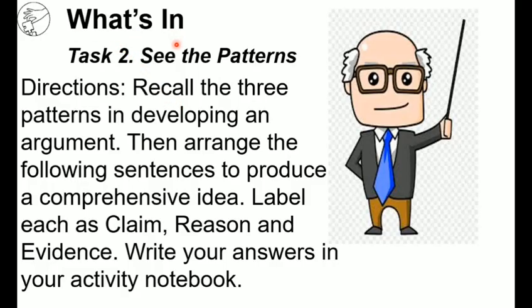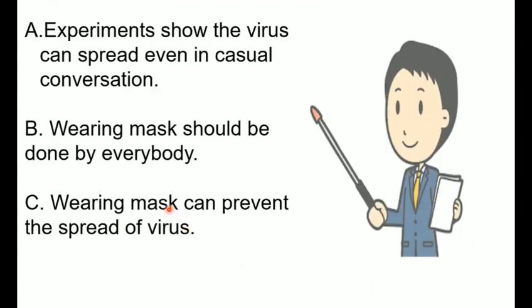Now under What's in your module, task number 2, see the patterns. Here is the direction. Recall the 3 patterns in developing an argument. Then arrange the following sentences to produce a comprehensive idea. Label each as claim, reason, and evidence. Write your answers in your activity notebook.